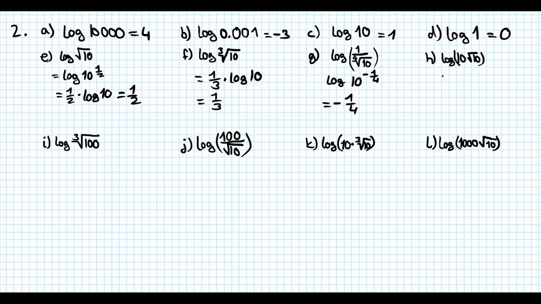And number H is log of 10 to the 1 times 10 to the 1/2, which is equal to 10 to the 1 plus 1/2, that's 10 to the 3/2. So that will be 3/2. Okay, log of third root of 100 is the same as log of 100 to the power of 1/3, and 100 is also 10 to the power of 2, so that's log of 10 to the power of 2/3, and so that's just 2/3.